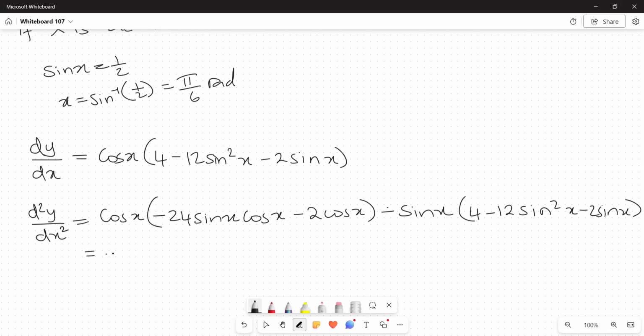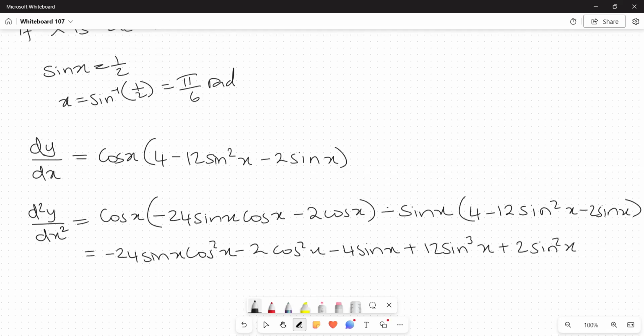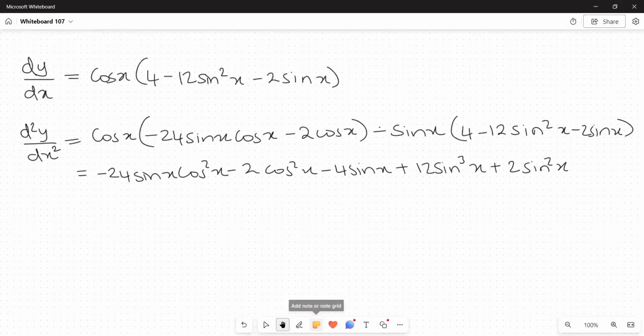So if I multiply here, I have minus 24 sine x cos squared x minus 2 cos squared x minus 4 sine x positive 12 sine cubed x, and then positive 2 sine squared x. Okay, are there any terms that we can combine? Unfortunately not, so that means we just have to substitute.